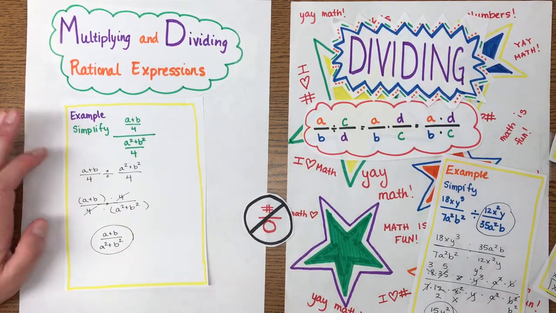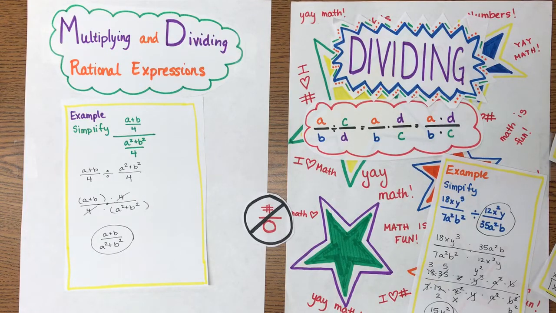Really, really important. We can only cancel out entire factors. A plus b over a squared plus b squared cannot be simplified because a squared plus b squared cannot be factored. We can only cancel out entire factors. We can't cancel out terms if there's any addition. But once we get to that point, we stop and we're done.